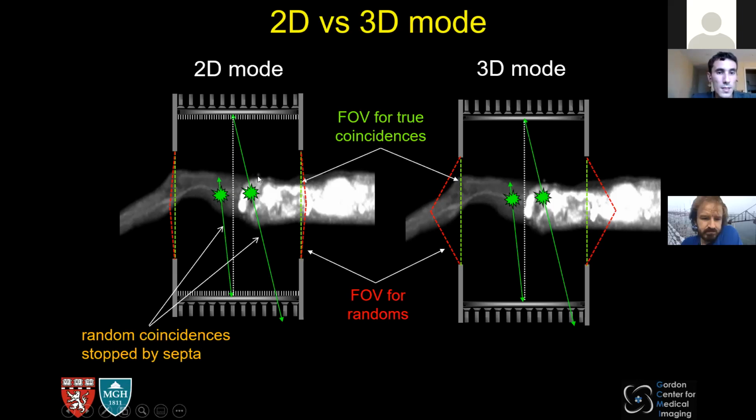So you can see that for 3D, you can have photons that are emitted from here and are not going to be blocked by the shields, and that are going to interact with your scintillators. So you have a larger field of view for randoms as compared to 2D, because here those photons would be blocked by the septas, basically. Okay, so 3D mode, more randoms than the 2D mode.